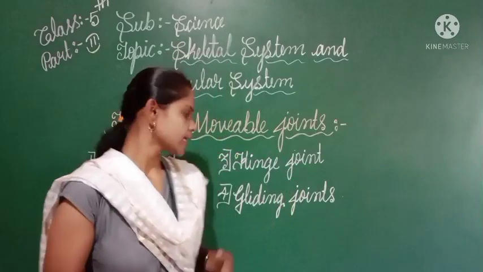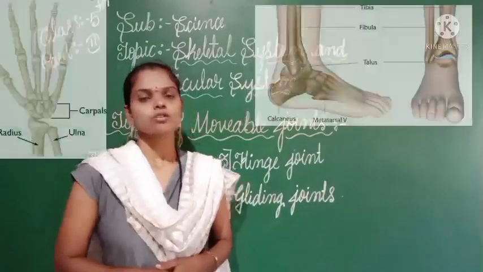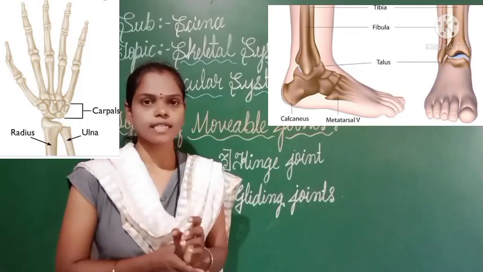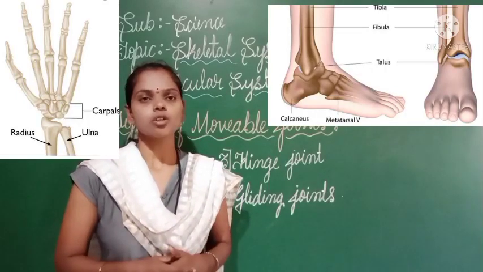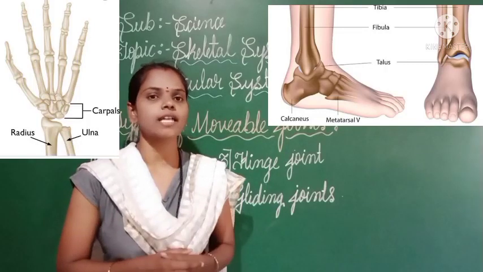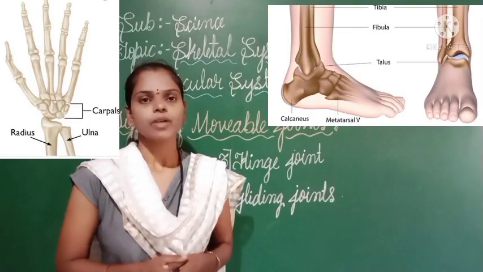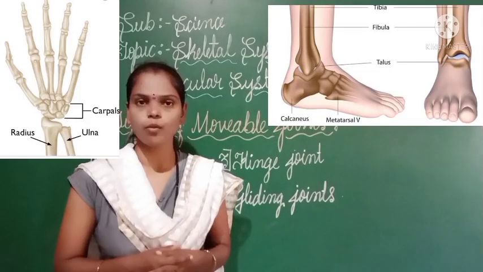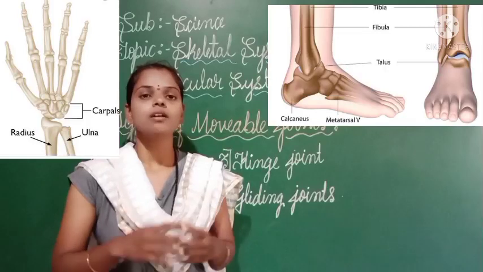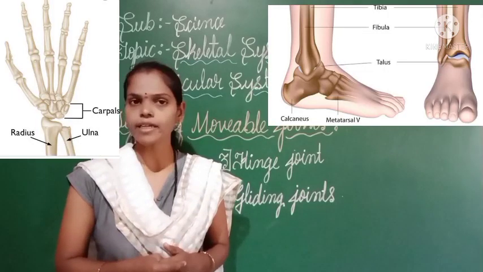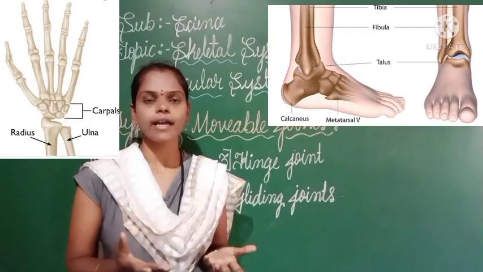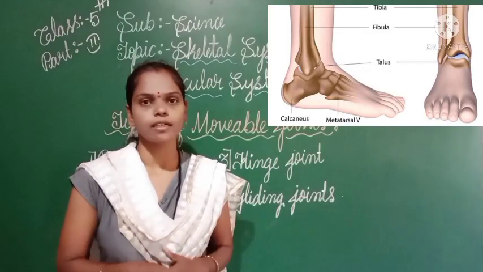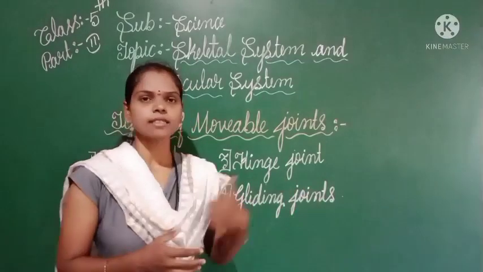Next point is gliding joints. Dear students, gliding joints we can see in the wrist, ankle, and backbone. These kinds of joints can show complex movement. Because of the gliding joint we can show different kinds of movement. We can bend our backbone, right? Similarly the wrist and ankle. These parts of the human body can show complex movement. This is about gliding joints.